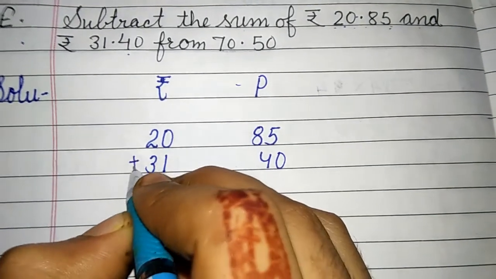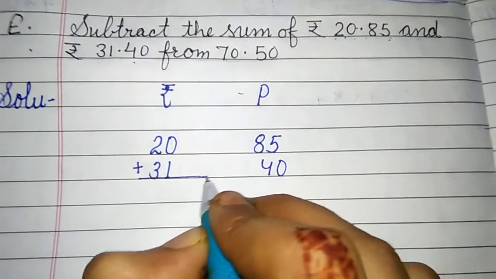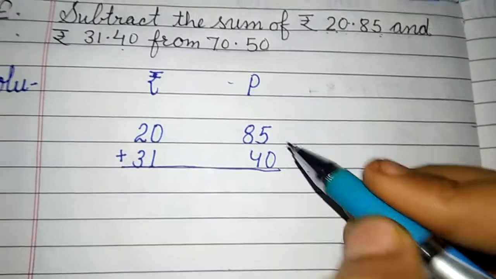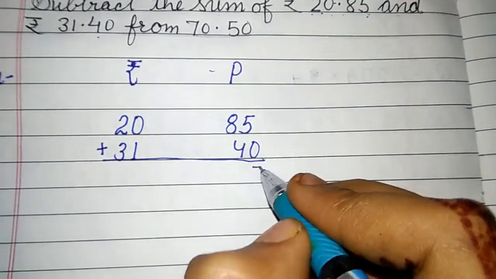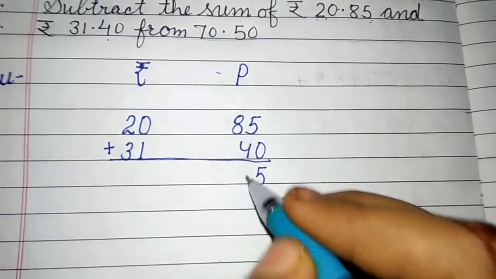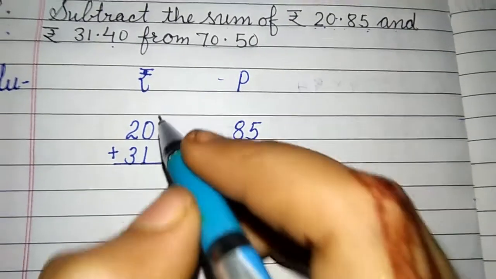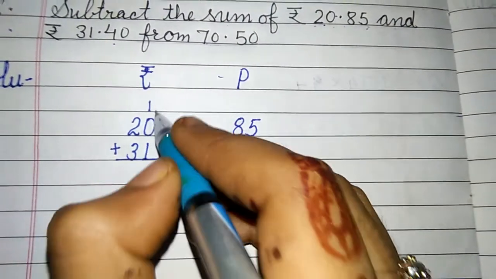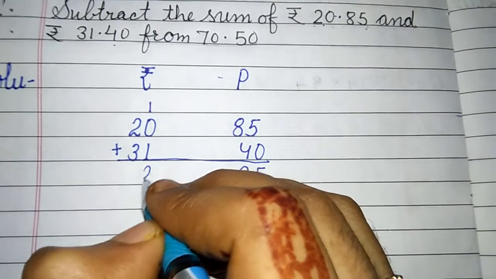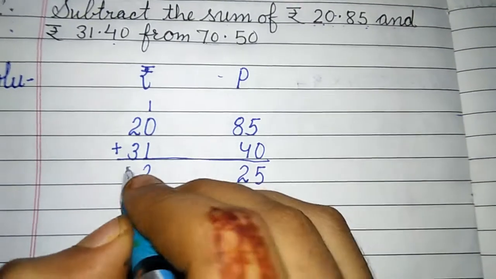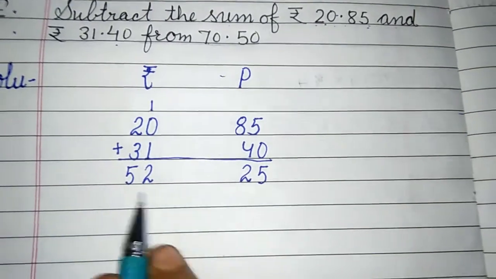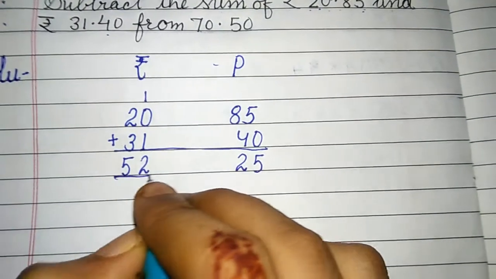Now I am going to add these amounts. 5 plus 0 is 5. 8 plus 4 is 12, 2 right here and 1 carry. 1 plus 1 is 2. And 2 plus 3 is 5. 52 rupees 25 paise.